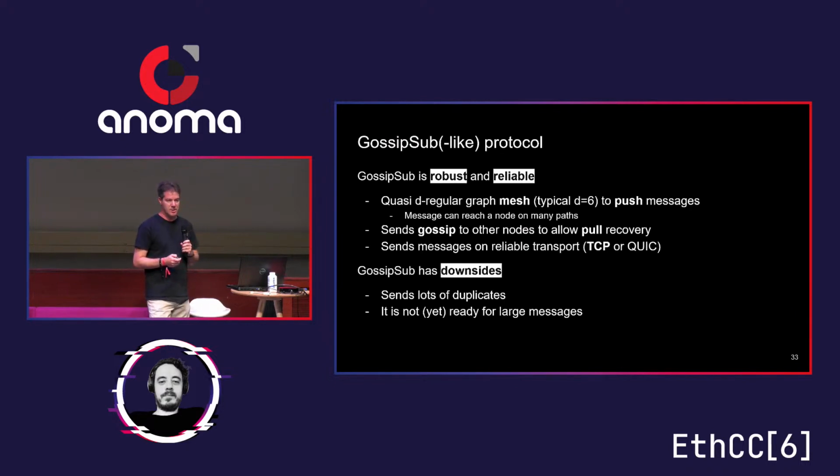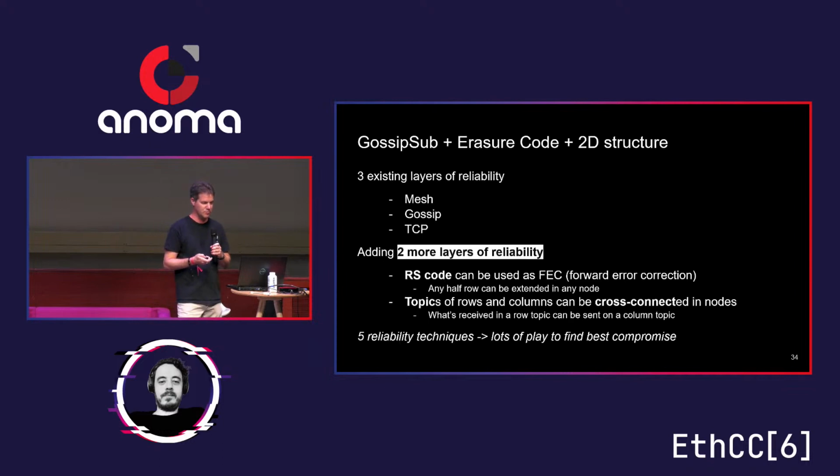We like gossip sub because it's robust, it's reliable. Gossip sub, for those who don't know it, is pushing data to many neighbors, so it's forming a mesh, a graph with each node having 6 or 8 neighbors, and when it receives the data, it's pushing to all of them. And then it has another mechanism, which is telling other nodes randomly what data it has, so others can ask for it. This is the pull. And then it is doing the sending over TCP, so it sends reliably. It also has some downsides. It has lots of duplicates, and it's not yet ready for large messages. As we have seen, there are improvements.